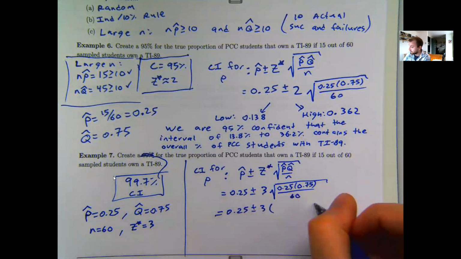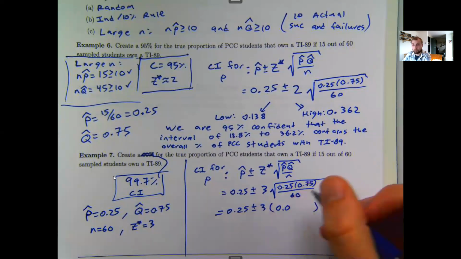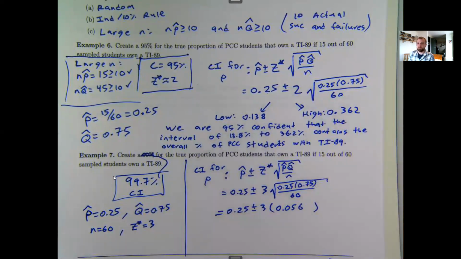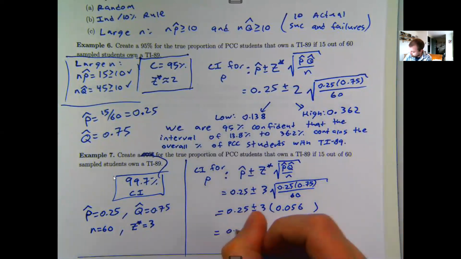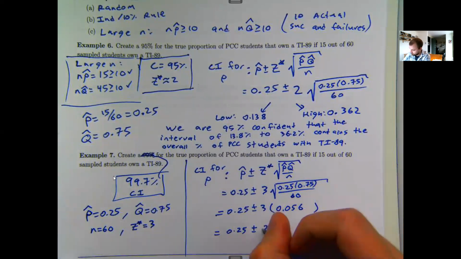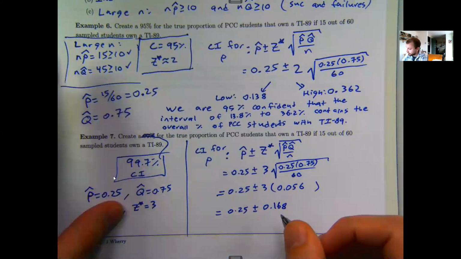So for example, let's just type the square root value inside of our calculator and see what we get for that little step. 0.25 times 0.75 over 60. And if you're comfortable with doing the whole thing at once, then go for it. I'm just trying to show you that you can break it up into smaller steps if you're not comfortable making that big step. Likewise, I can multiply this by that 3 to get the amount that I'm adding and subtracting to my estimates. So I have 25%, give or take 16.8%.